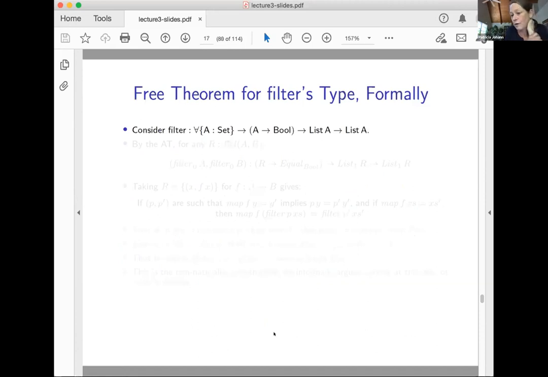Okay, so remember our filter theorem from earlier today, the one that I argued informally based on filter's type. And we know that it doesn't really matter that the function is the real filter function or not. We just know that if I have a function that has filter's type, then it should satisfy a particular property, right? I argued that informally, and now I'm going to argue it using this parametricity result that we've been talking about. So you can kind of see how it follows.